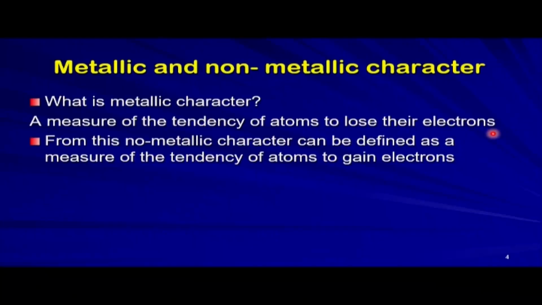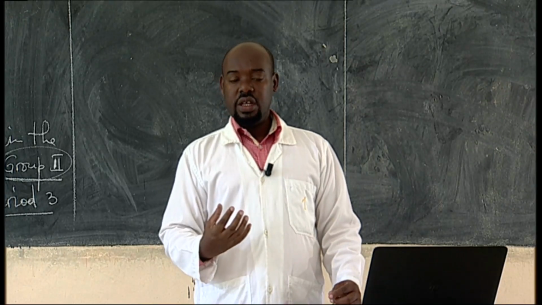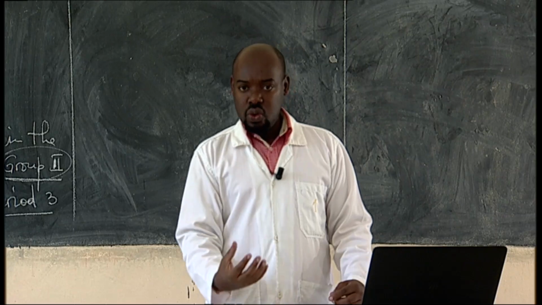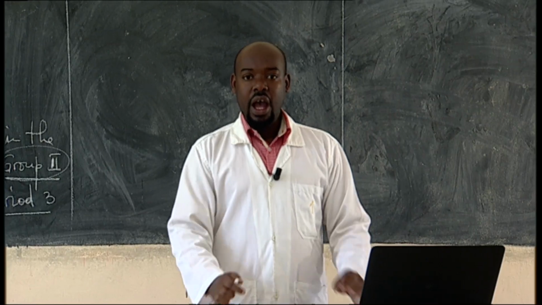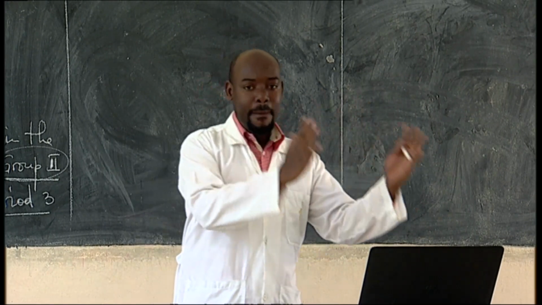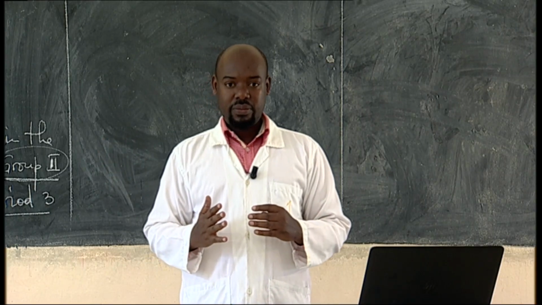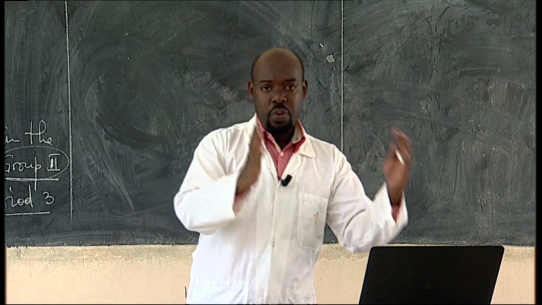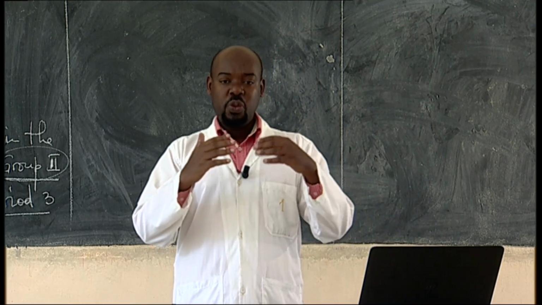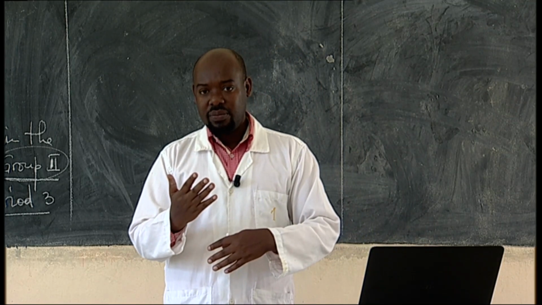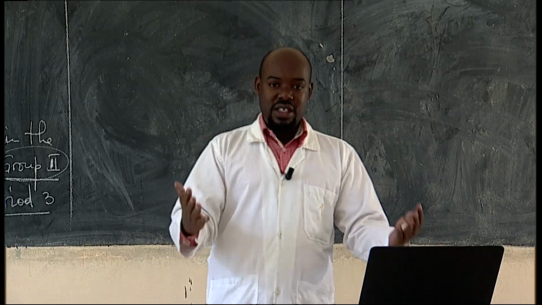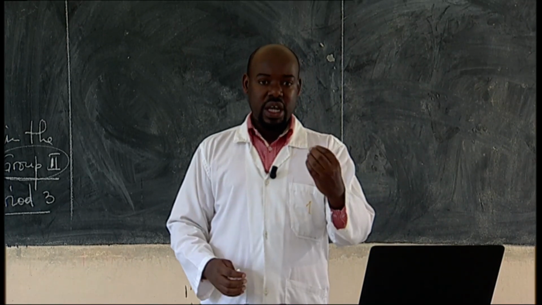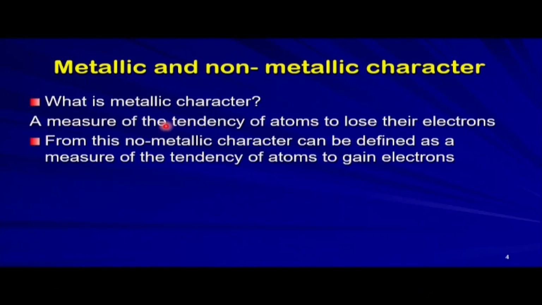So we can use how easily an atom tends to lose or tends to gain electrons to classify the elements. We can classify the elements into metals and non-metals. But of course, in the group of metals, all metals will not be metallic to the same extent, and the non-metals will not be non-metallic to the same extent. So that is the reason why we get what we call a trend. Here, let me repeat the definition.